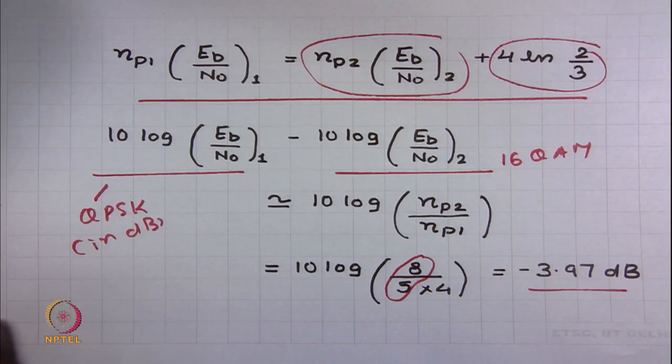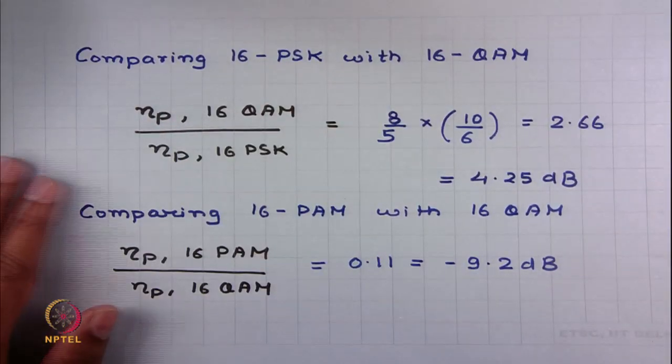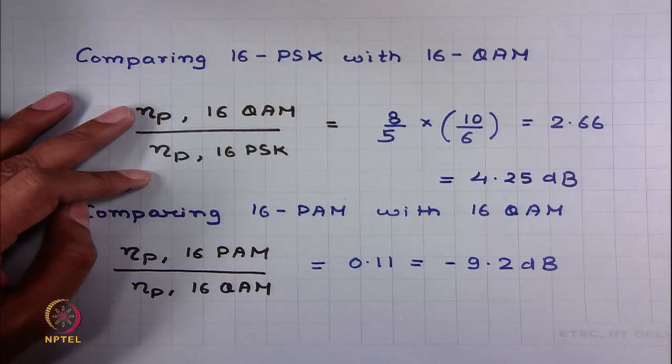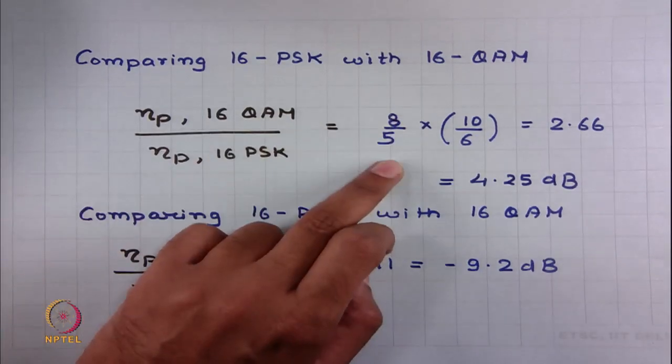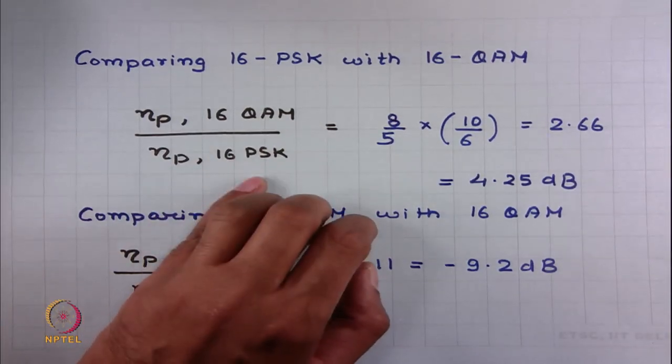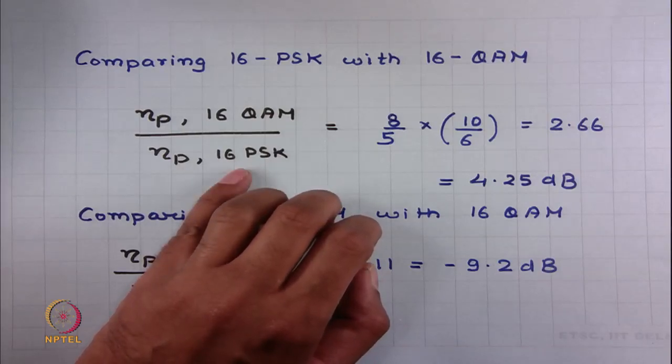Once you know these power efficiencies, you can easily calculate their ratios, and obtain a number which tells you how much one modulation scheme is more power efficient than another modulation scheme, and this is quite useful. For example, you can compare 16-PSK with 16-QAM and calculate the ratio of their power efficiency. 16-QAM again has power efficiency of 8/5, and 16-PSK you can work out by using the formula, it has a power efficiency of 0.6.